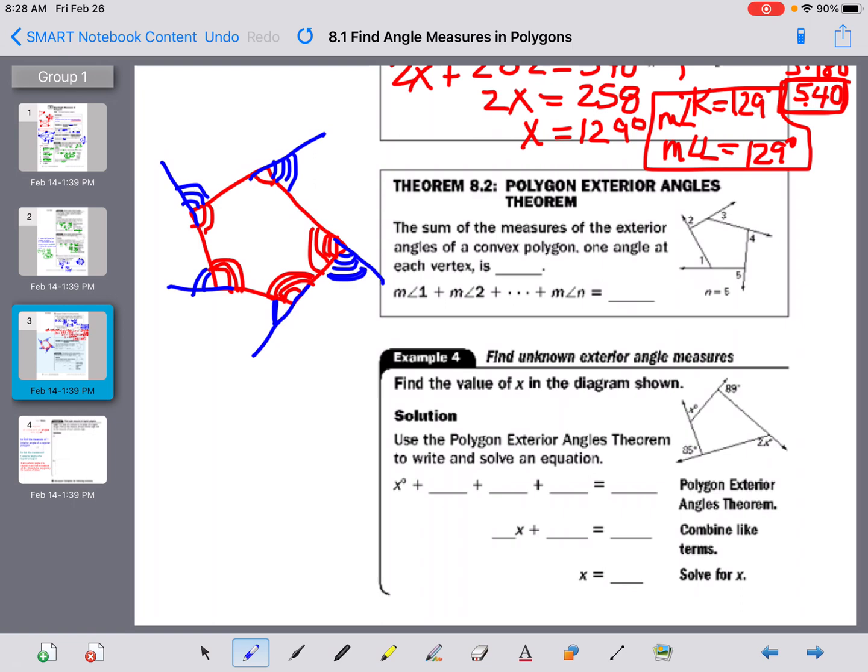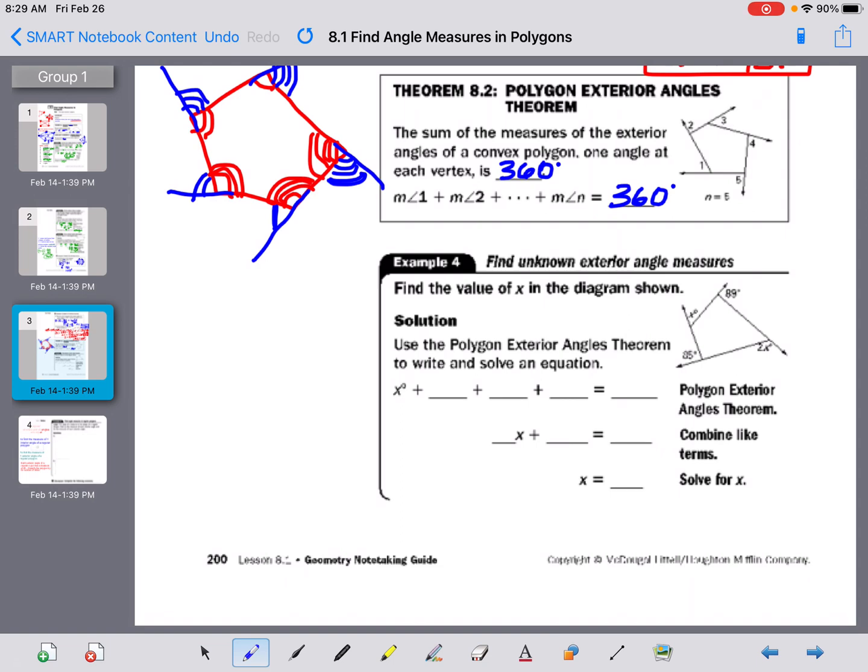Now I'm going to add up all those angles. So on this figure, I'm adding up all those blue angles. When I add all of those together, it equals 360. It doesn't matter if it's a pentagon, a decagon, a dodecagon. It doesn't matter if there are 45 sides. If I add the outside angles, they will always add up to 360, no matter what. That's what this theorem says. The sum of the measures of the exterior angles of a convex polygon, one angle at each vertex, is 360 degrees. You will always get 360 when we add all of those up. So I don't have to count how many sides, I just automatically know on the exterior angles that they're going to add to 360.